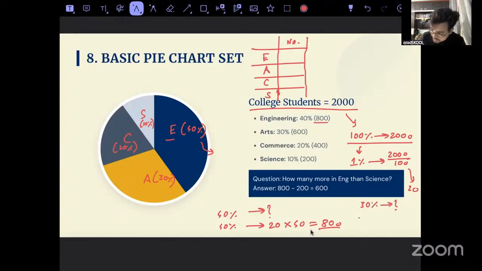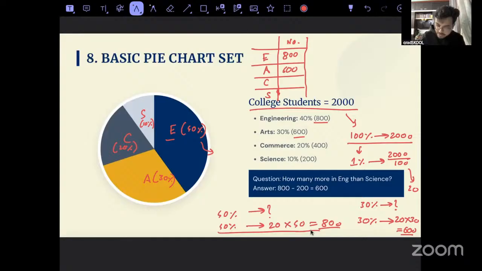30% is 20 into 30, which is 600. So let me write down the values here: 800, 600. This is how you interpret the data, how you make the tables. So you have made it from here.